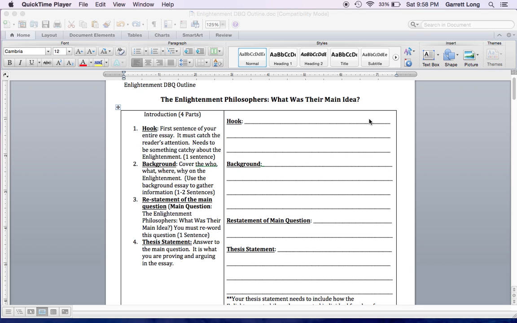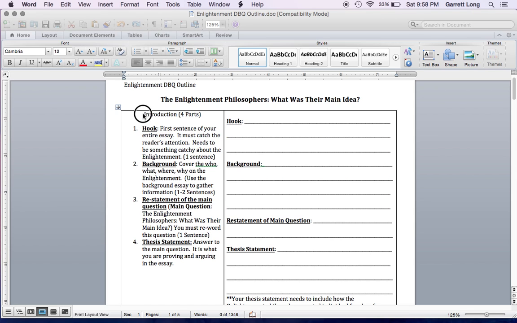So looking at our introduction, it has 4 parts. It has a hook, it has background information, and it has a restatement of the main question. Remember, our main question, guys, is: the Enlightenment philosophers, what was their main idea? And then finally, most importantly, our thesis statement. So once again, we have 4 parts to our introduction.